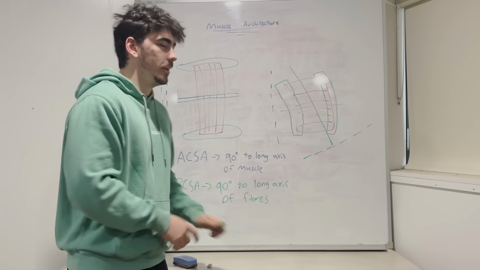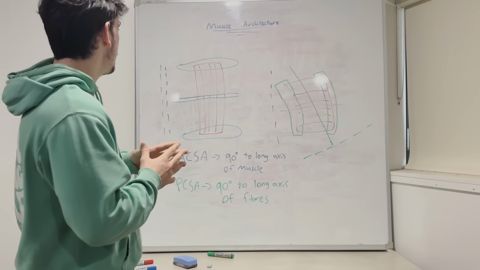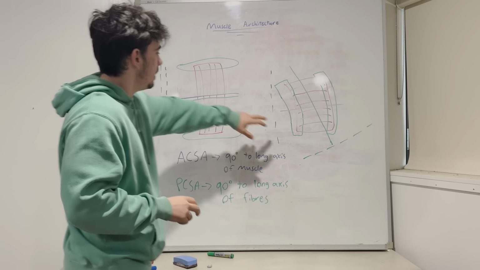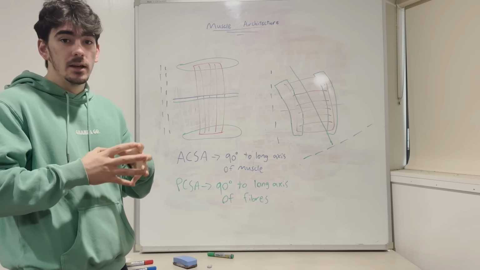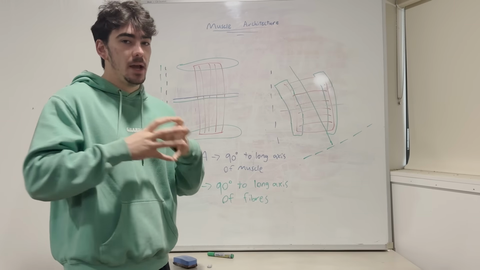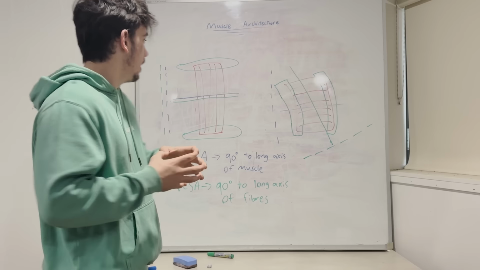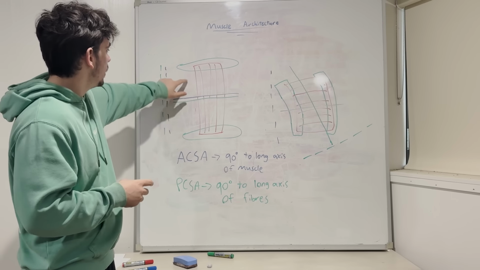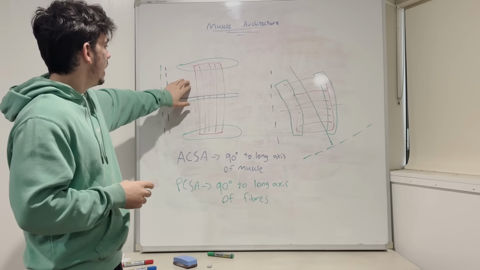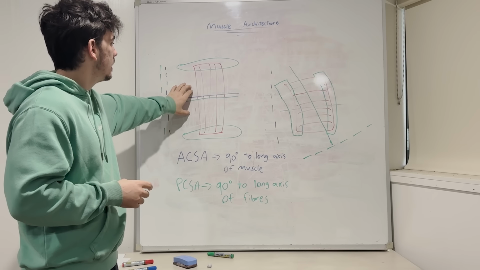Okay, I'm not going to rub this out again. But let's just imagine quickly that this muscle and this muscle are made with exactly the same amount of sarcomeres. The only difference is that this one here has more of those sarcomeres lined up in series.